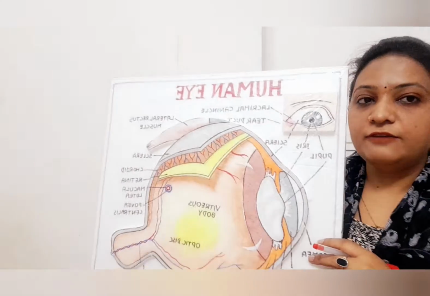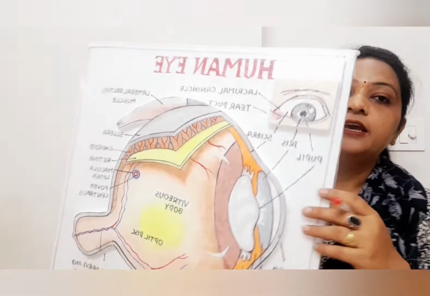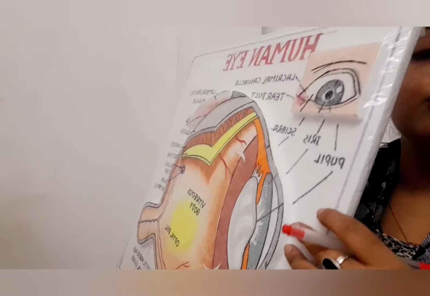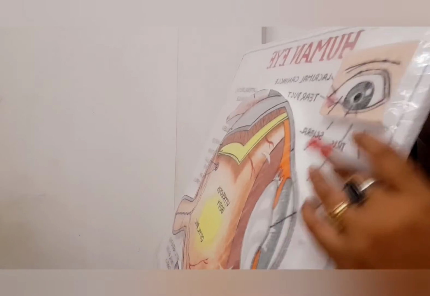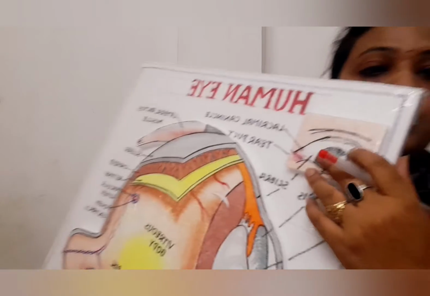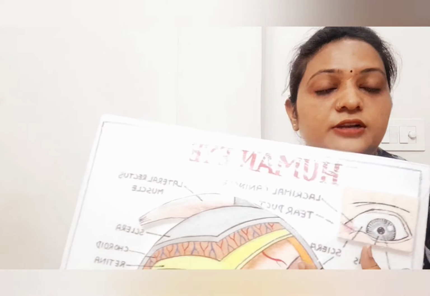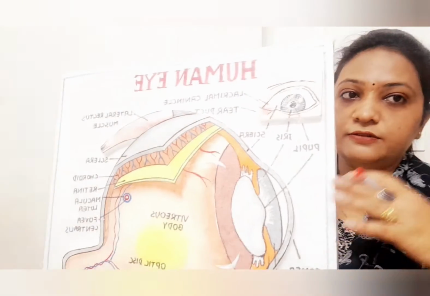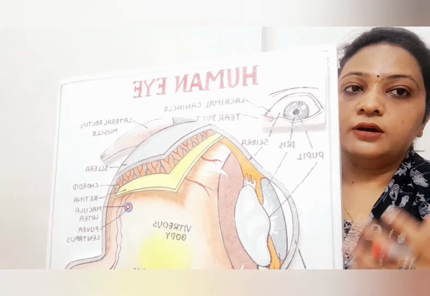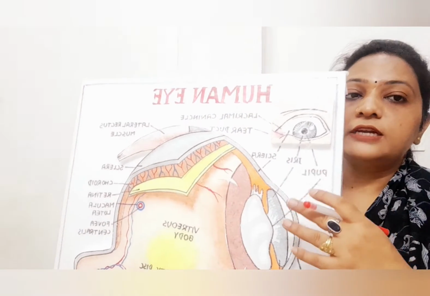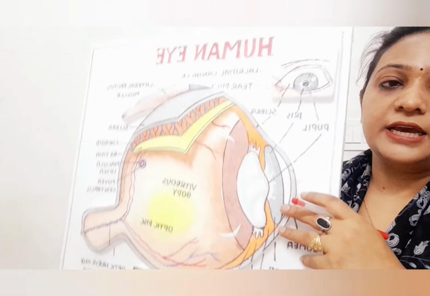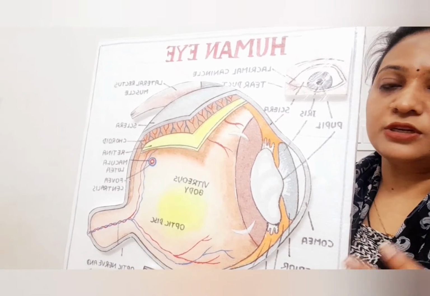So now I have made this model of the human eye. In this model I have used thermocol. You can easily see that this is the thermocol and this is the eye which I have shown with the help of thermocol, and I have used sketch colors and Fevicol. So if I talk about whatever we have discussed in the video, I think that is understood. So now let's understand how the human eye works and how the image formation happens.